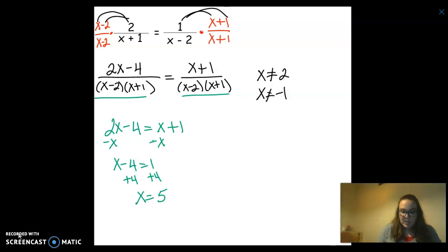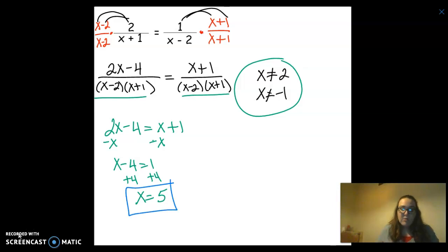And here at the end, I wrote down what x cannot be for a reason. I'm going to check, hey, is that in my what x cannot equal numbers? And nope, 5 is definitely not one of those numbers, so 5 is our solution. Again, if you were to put this in the original problem, it will make those sides equal.